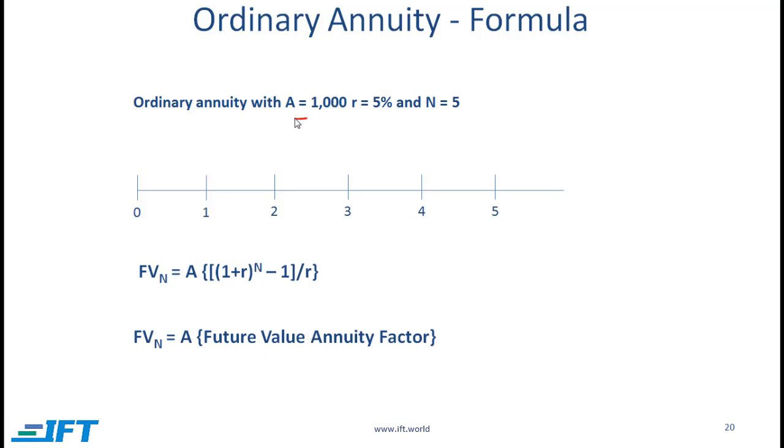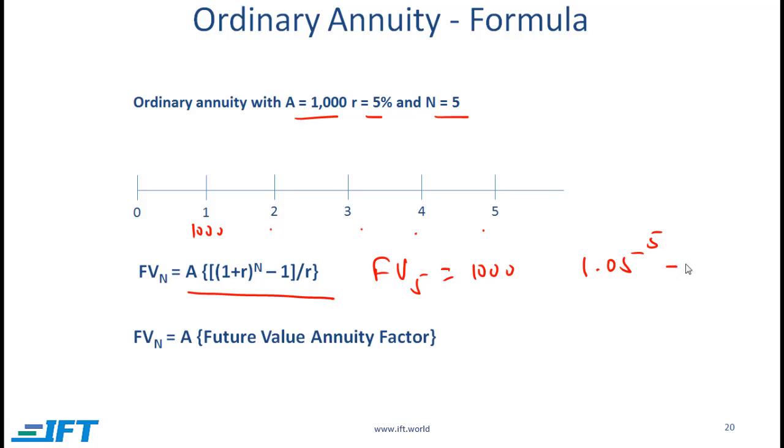We have the same annuity. Each payment is 1,000, interest rate is 5%, n, the number of periods, is 5. So same scenario. The future value at the end of year 5 can be expressed using this formula. A is 1,000, and then (1 plus R), which is 1.05, this is the interest rate, raised to the power of 5, minus 1, divided by the interest rate, which is 0.05. This number in here is called the future value annuity factor.